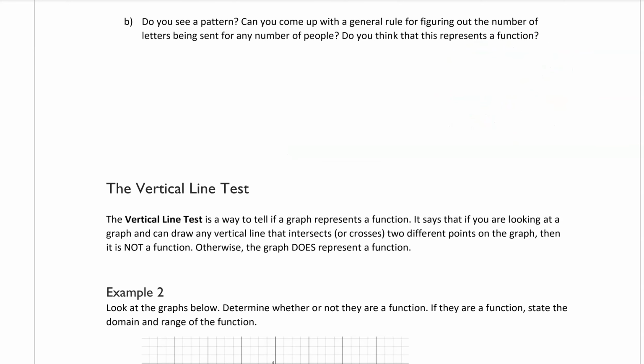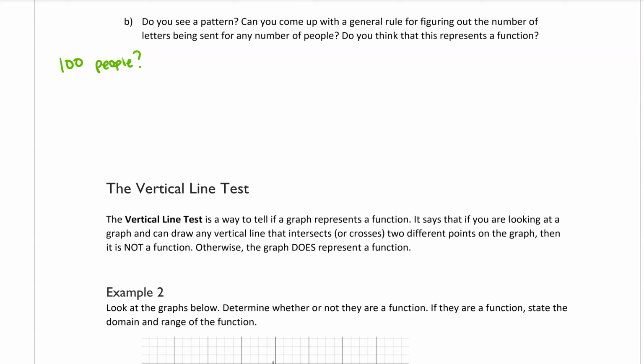Part B says, do you see a pattern? Can you come up with a general rule for figuring out the number of letters being sent for any number of people? Do you think that this represents a function? So let's talk about it in general. Maybe if we were including 100 people, how many letters would be sent?